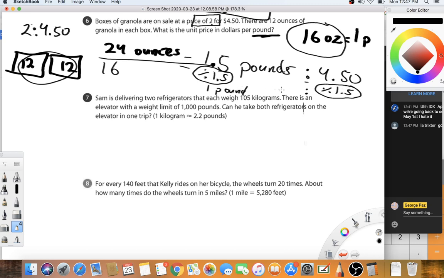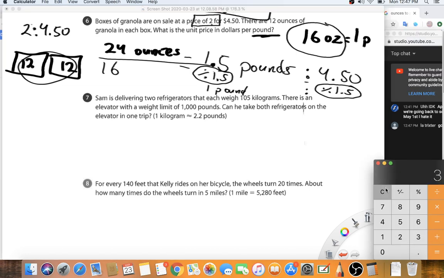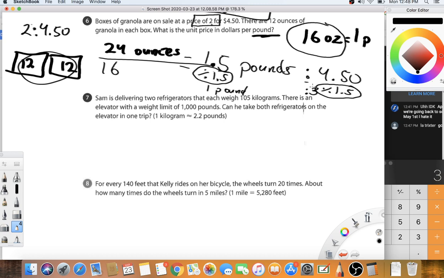That means that 1 pound is going to cost whatever this division sentence is right here. So we're going to do 4.50 divided by 1.5, and I get 3. That means that for every pound, it costs $3. What is the unit price in dollars per pound? $3 per pound.